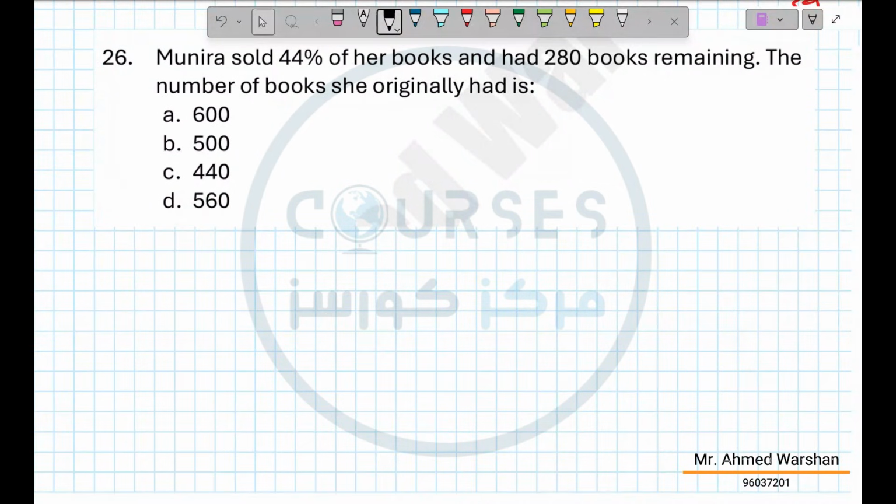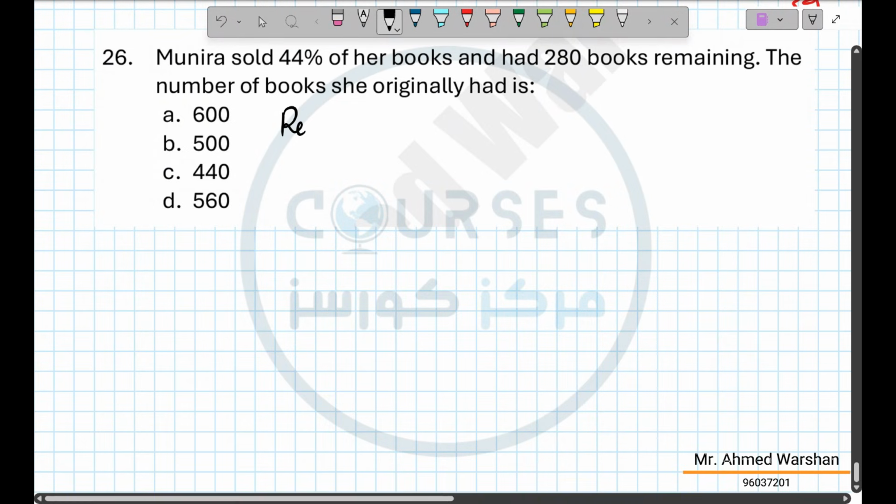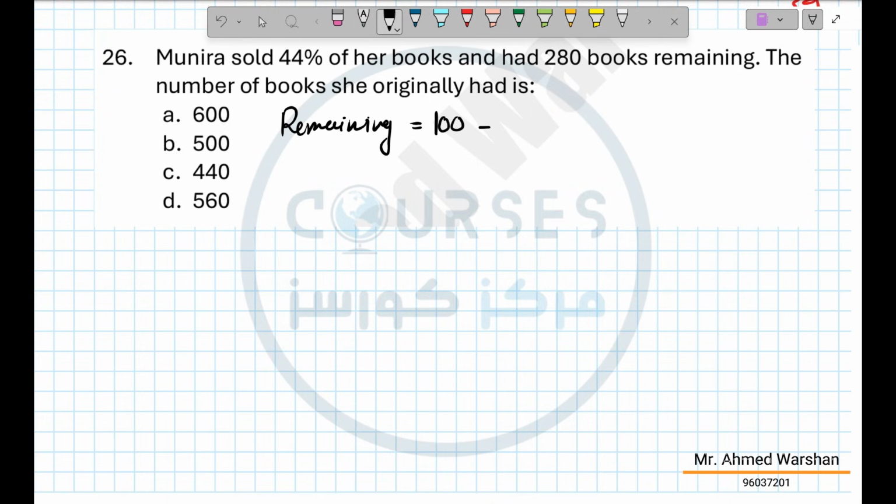Munira sold 44% of her books and had 280 books remaining. So first we need to know these 280 books, they represent what percent? If she sold 44%, the remaining would be 100 minus 44, which is, some people would say 66. Jama'a, concentrate, it's 56%.